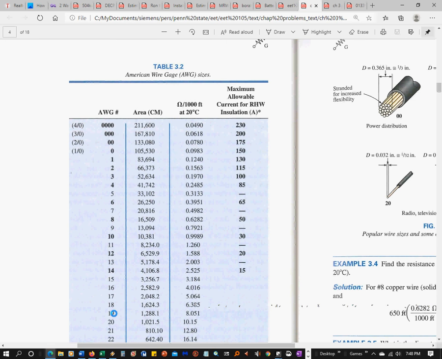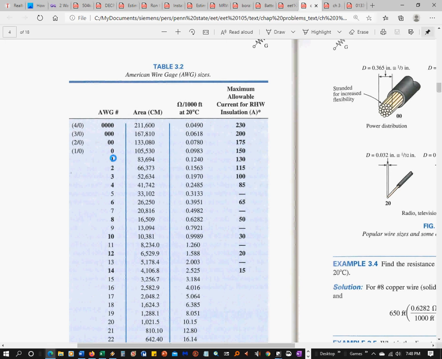And then going back to the circular mils, there's a table for that, table 3.2. It's American wire gauge, AWG, sizes. This can be found in the Ugly's book. There's a handbook called Ugly's that I have, that I used to use a lot.